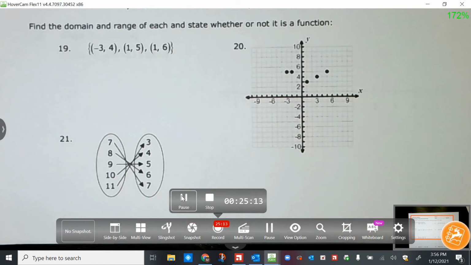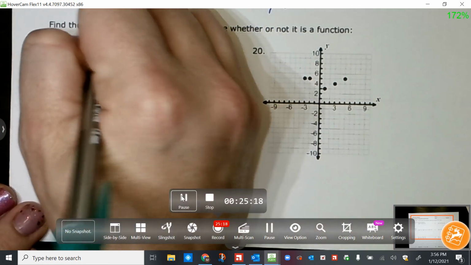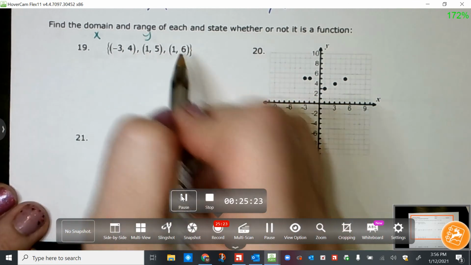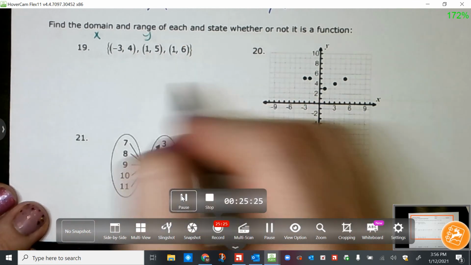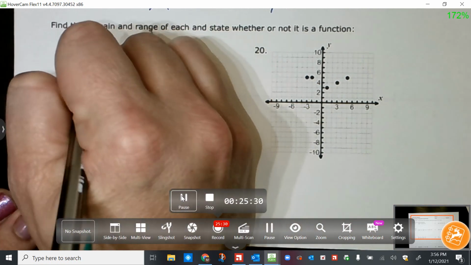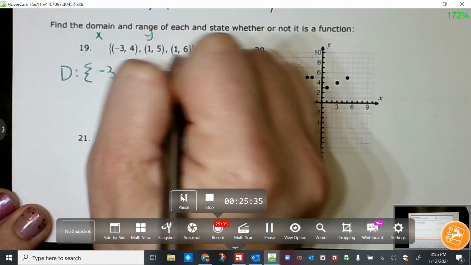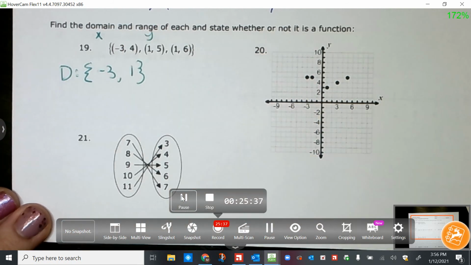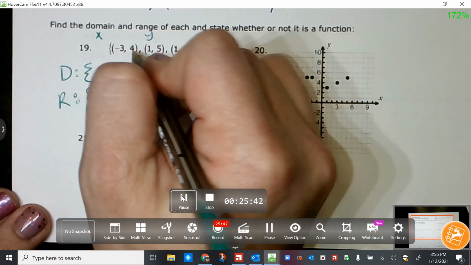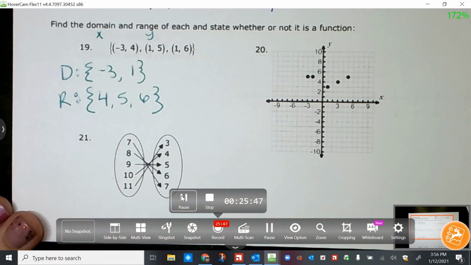Okay, here we're talking about domain and range. I'm going to do all of these in the same color. Domain is all possible x values, while range is all possible y values. For this, there's only 3 points in this set, so all of these are going to be discrete, which is a list of numbers. So domain is a list of x's, -3, 1. Now remember, you don't repeat them. And my range is a list of y values, 4, 5, 6, so they're already in order for me. So there's my domain and range there.